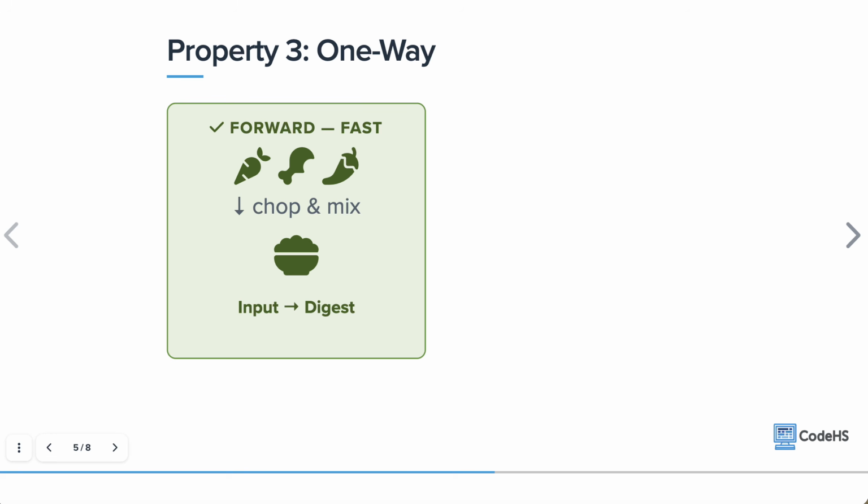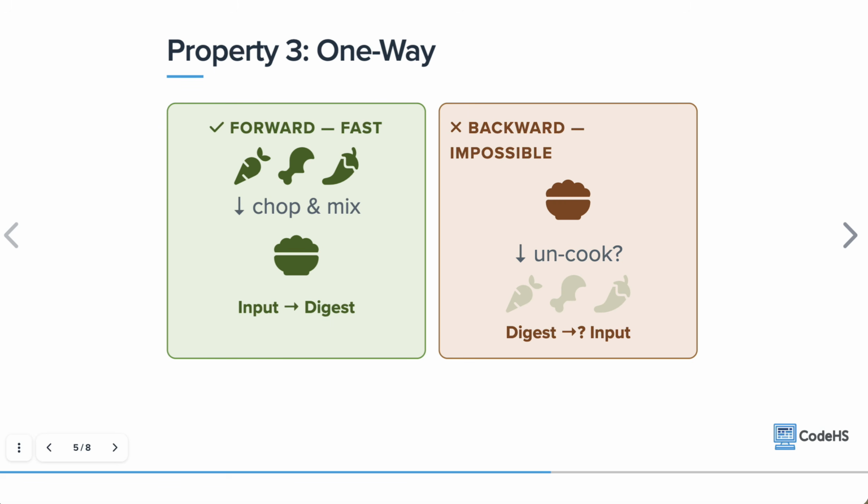Property 3, one way. Think of it like stew, the actual dish that you can eat. You take your ingredients, carrots, chicken, peppers, you chop them up, mix them together, and cook them. Easy and fast. But once that dish is made, there's no one cooking it. You cannot look at the finished stew and separate out the original ingredients. It's impossible. It's the same idea with data.